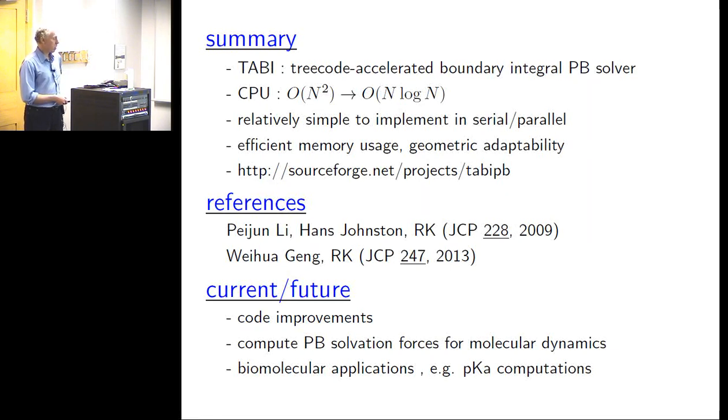We're interested in biomolecular applications. We're also learning about how to do pKa computations, so we understand the importance of that for determining the active sites of these proteins. So we're interested in collaboration with people in biology, biochemistry. So if you'd like to talk to me about that, I'd be happy to chat with you. So thank you very much.